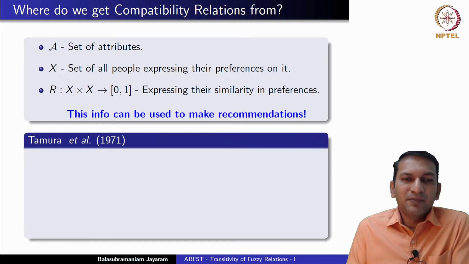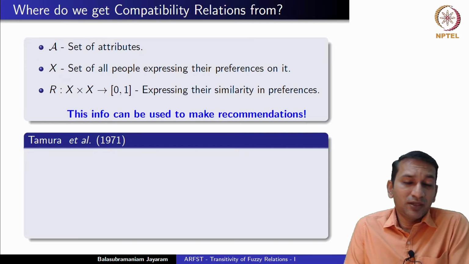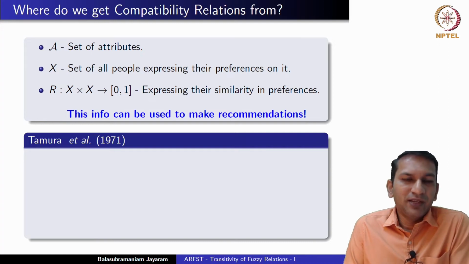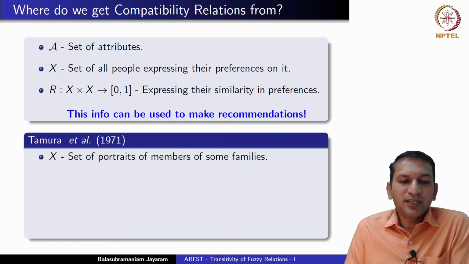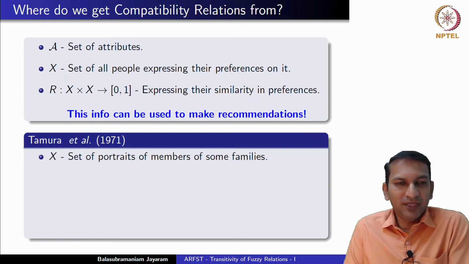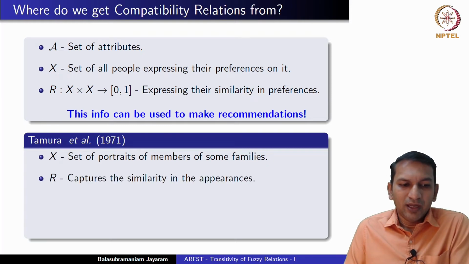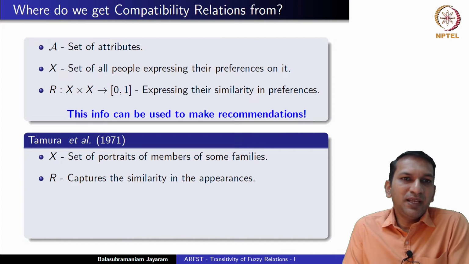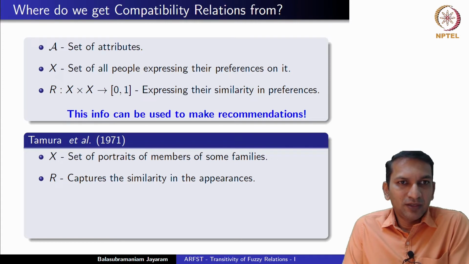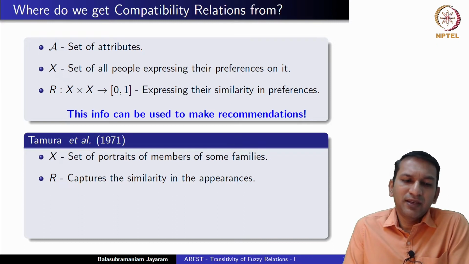There was another interesting work done by Tamura and others way back in 1971, in which they took a set of portraits of members of some families and they wanted to capture the similarity in the appearances between any two photographs. Now, these similarities themselves cannot be generated automatically. That means human subjects were involved in it, and they were given pairs of them and asked to measure the similarity between these two pictures. This is how they had constructed the similarity relation R.